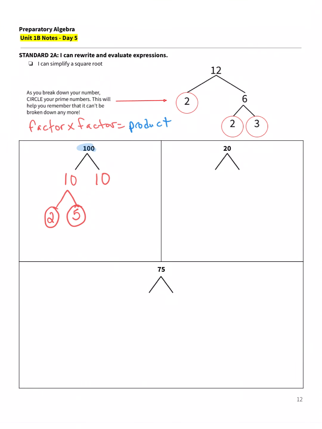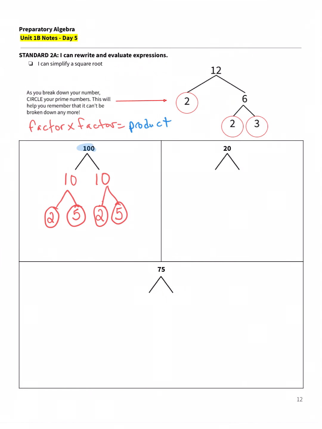I again have the number 10. I need to think of two factors of 10, which are 2 times 5. 2 and 5 are both prime numbers, so I need to circle them. Now I'm at the end of my factor tree because I'm left with all circled numbers, which are all prime numbers.